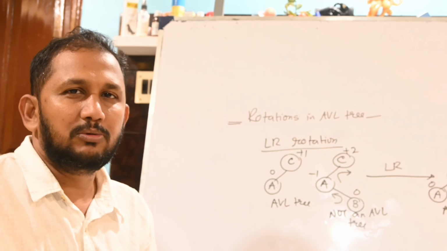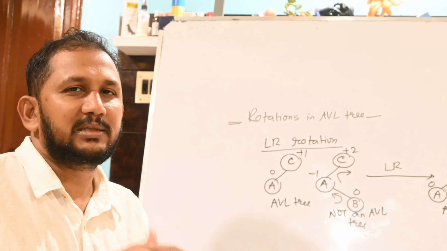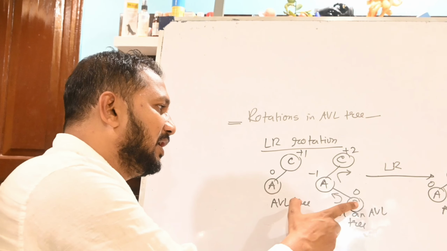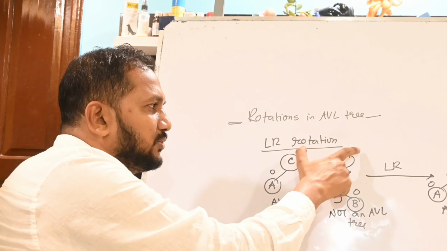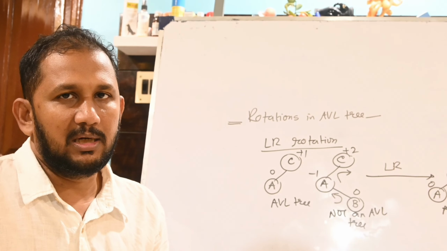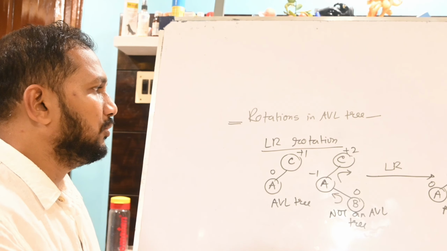In the case of LR rotation, we need to check whether it is on the left-hand side, and then whether the last inserted element is on the right-hand side. We need to consider 3 elements: the lowest element, then the next one, and the next one. As it is plus 2, we need to convert it by rotation of the AVL tree. So this is the LR rotation.